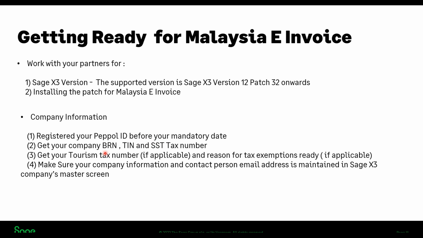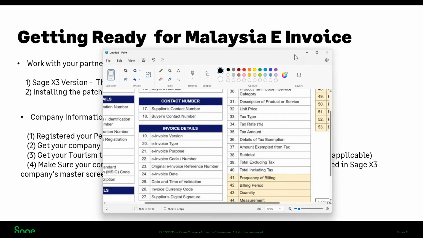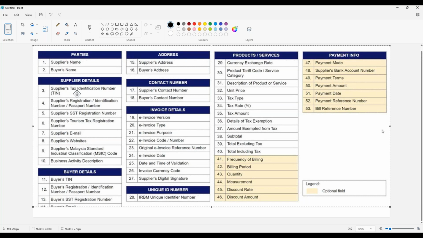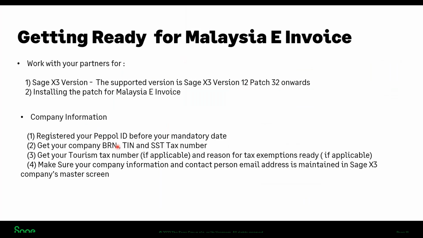Okay, and get your company BRN, business registration number, TIN, and also SST tax number. Okay, points number 2, 3, 4 are actually mandatory criteria required by LHDN. You have seen this required field from LHDN, whereas it requires supplier TIN number, supplier BRN number, everything. Okay, don't worry, as I mentioned to you, all this information is actually a one-time setup.